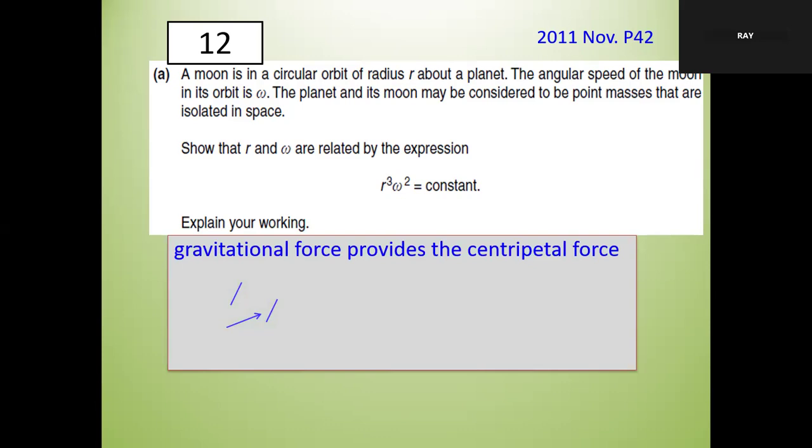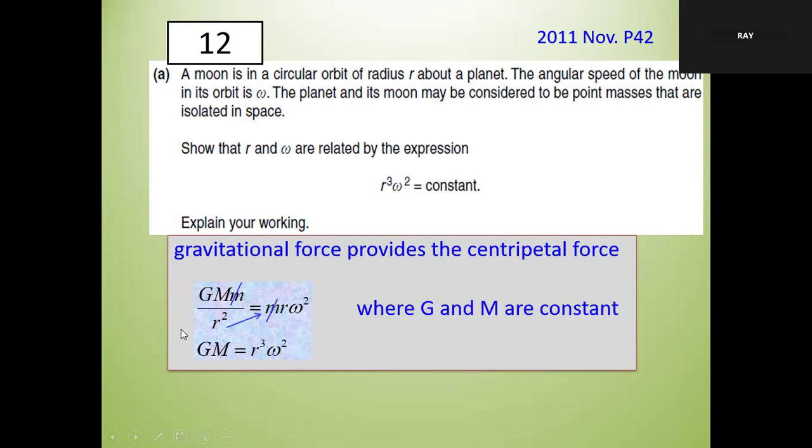So gravitational force provides the centripetal force. Then that is your Newton's law equals the centripetal force. Right? m can cancel off. Take r squared over there. This is GM over r cubed equals omega squared. G and M are constant. So that's what we get. Okay or not?